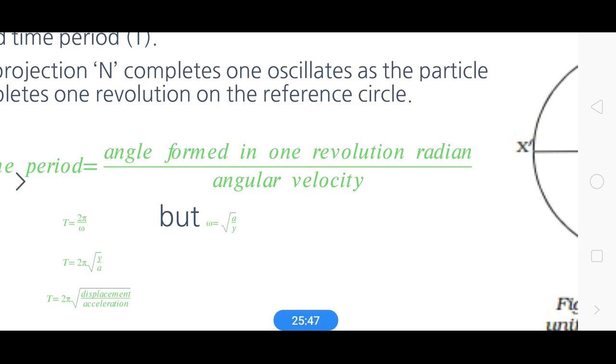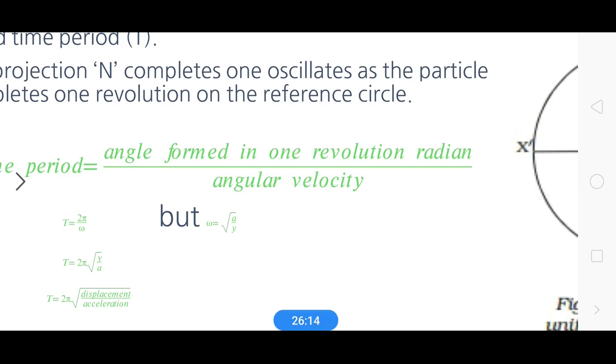In the last slide I explained this: the acceleration is equal to omega square y. If we include the direction, it is minus omega square y. But the magnitude is a equal to omega square y. So omega square is equal to a by y, and omega is equal to under root of a by y.